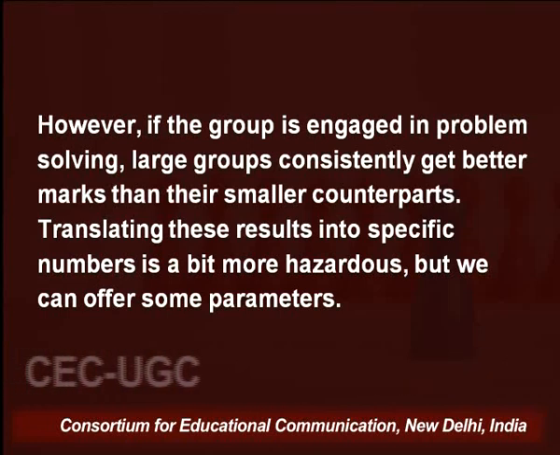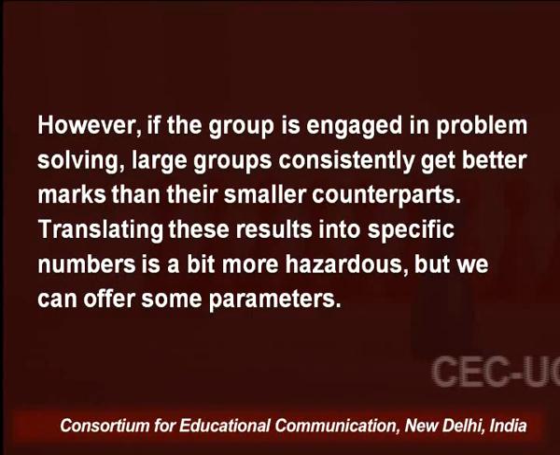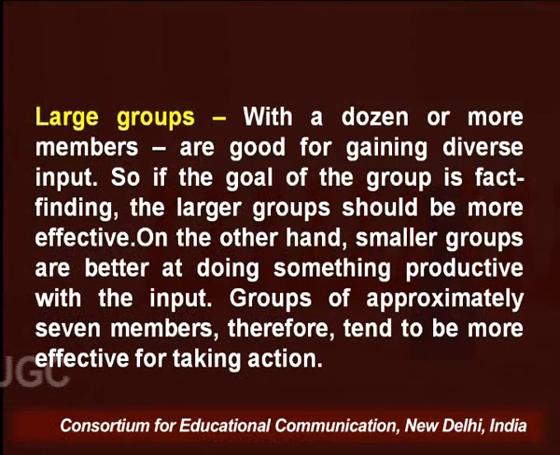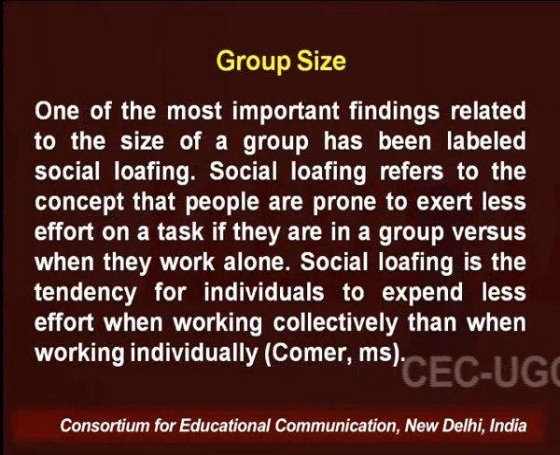Translating these results into a specific number is a bit more hazardous, but we can offer some parameters. For example, large groups with a dozen or more members are good for gaining diverse inputs. So if the goal of the group is fact finding, the larger groups should be more effective. On the other hand, smaller groups are better at doing something productive with the inputs, and groups of approximately 7 members therefore tend to be more effective for taking important actions.